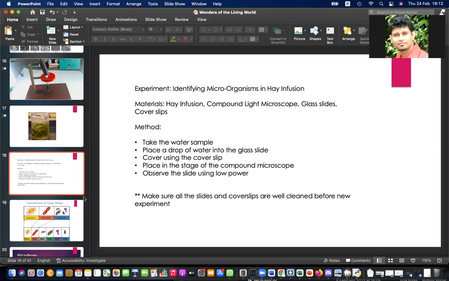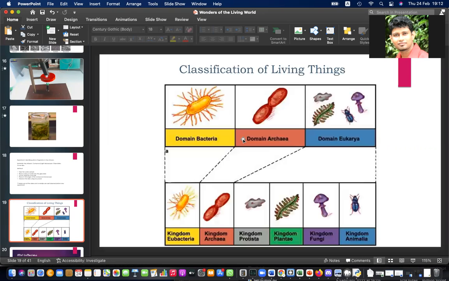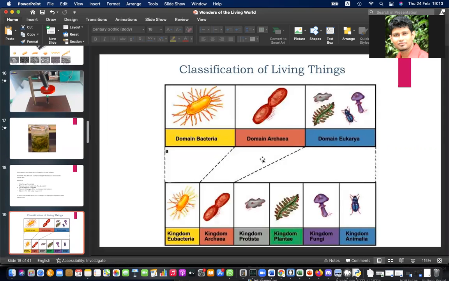The last slide says that. So, last slide for today. Next day we will discuss the other part. So, classification of living things. Basically, it belongs to 3 domains. Domain 1 is bacteria, the kingdom or domain bacteria. And Archaea is the second domain. Archaea is a type of bacteria, basically living in extreme conditions.